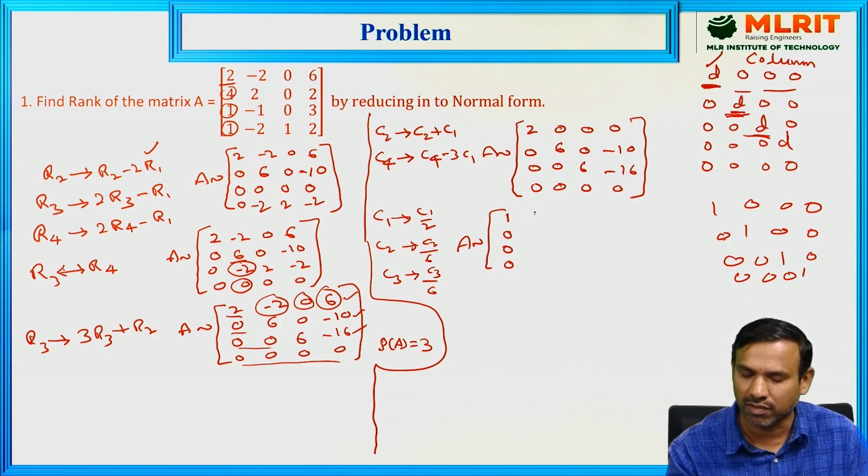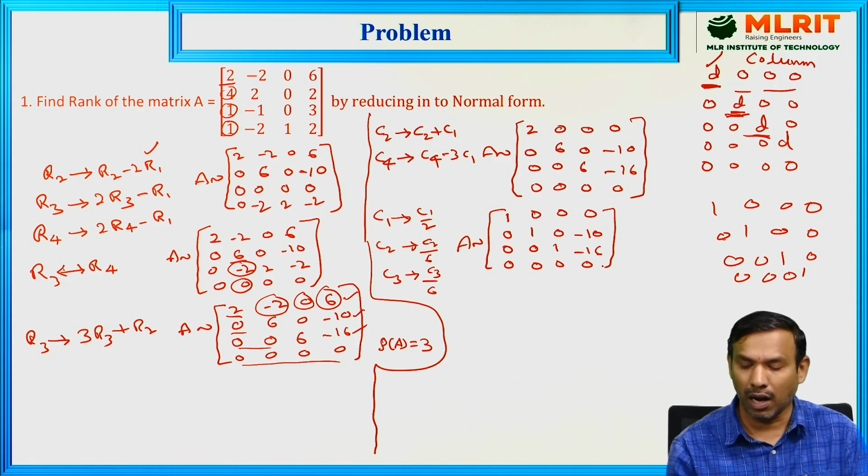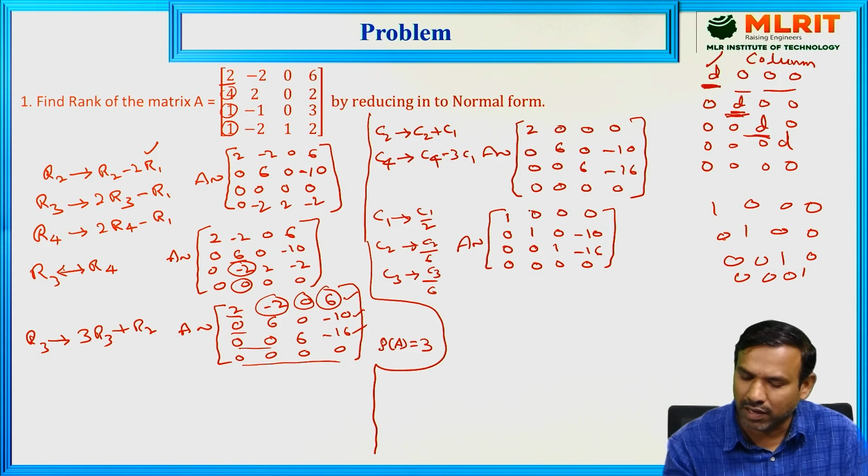Second column divide by 6: 0, 6 by 6, 1, 0, 0. Third column 0, 0 divided by 6: C3 by 6, 1, 0. And this one 0, minus 10. We are not doing any change. Minus 16, 0. Okay. Now our task: C1 task completed, the C1 side elements are 0, and the C2 side elements are 0.